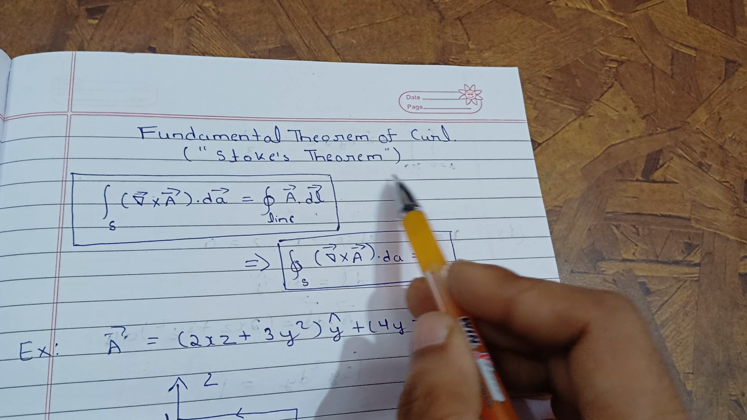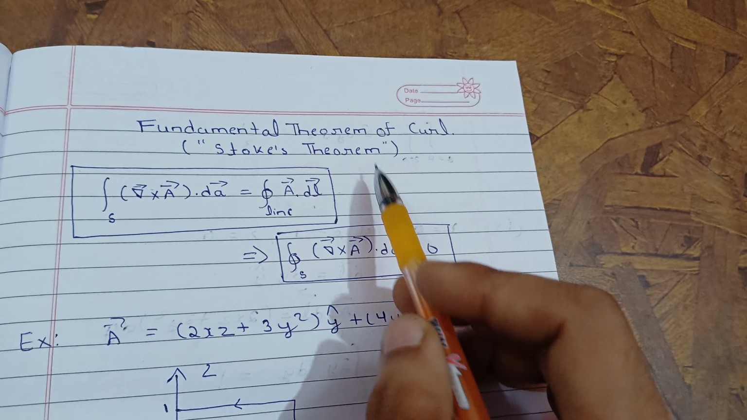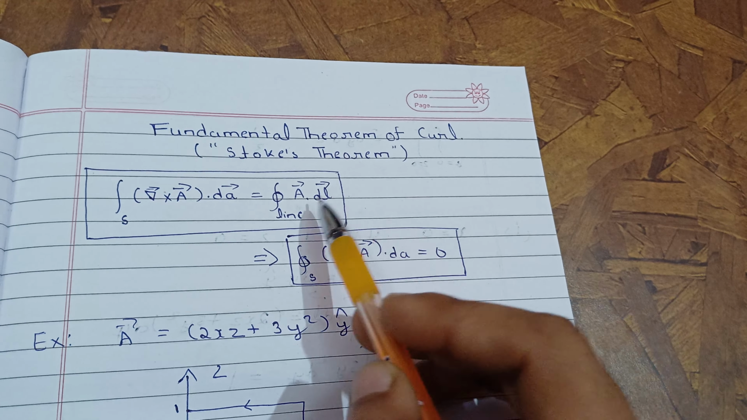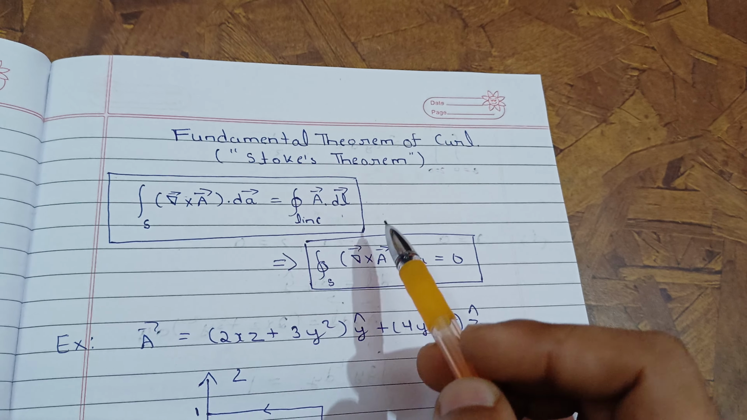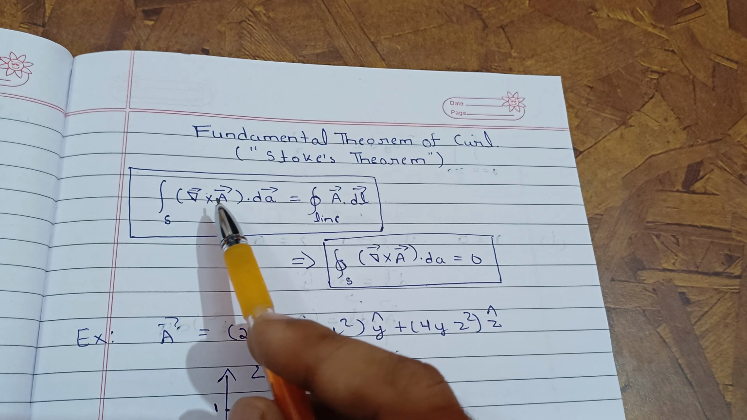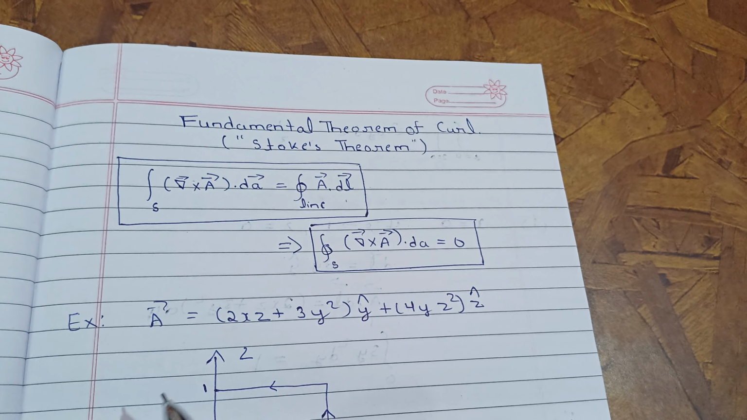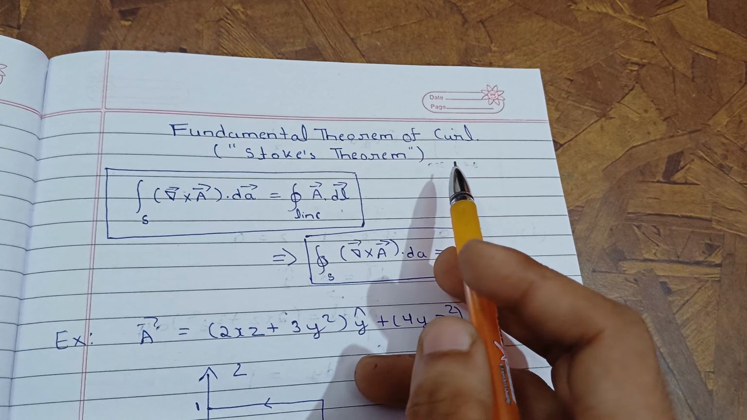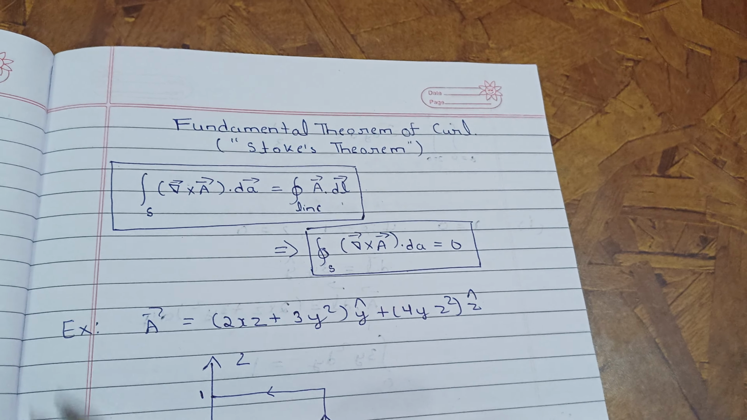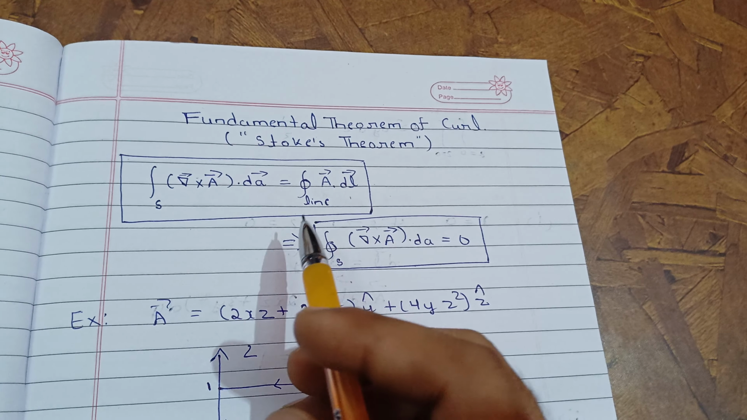Now see, if your surface is closed, then you won't have any line boundary. That's why this should be 0. So if you have a closed surface, the integral of curl of A dA will be equal to 0. So that is Stokes theorem, the fundamental theorem for curl. Now let's see some examples of how to solve questions here.